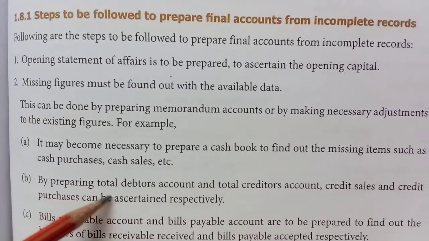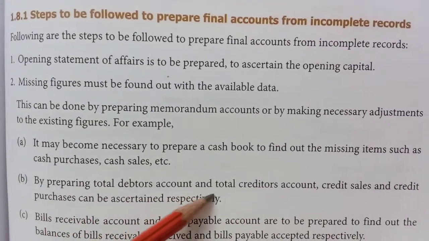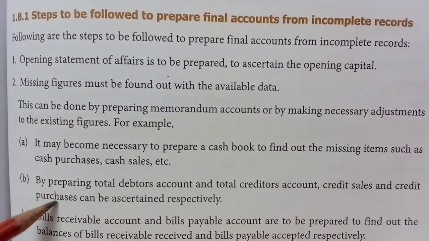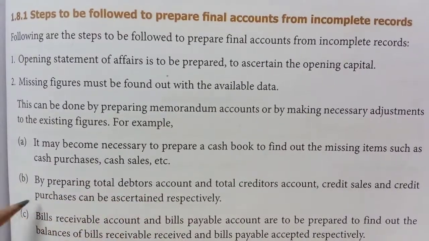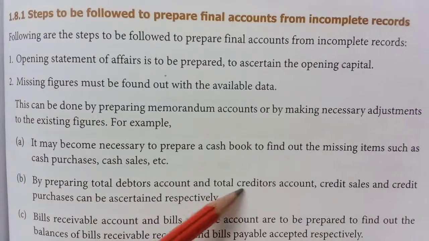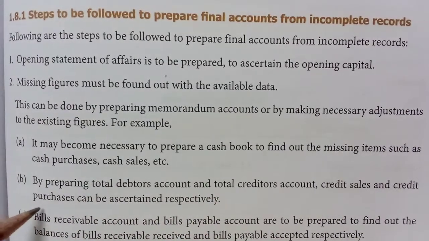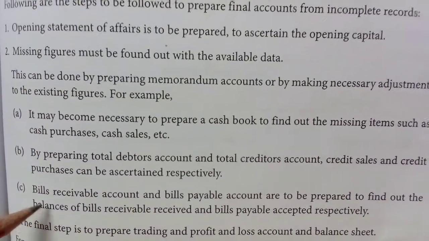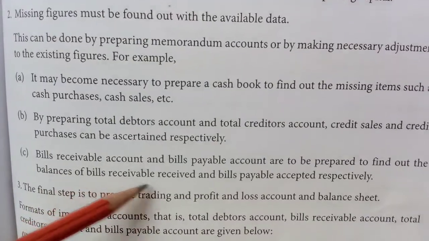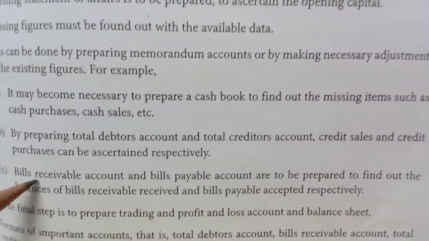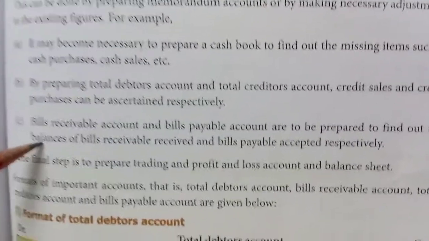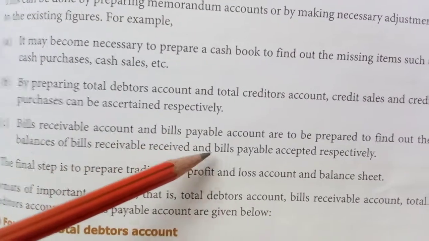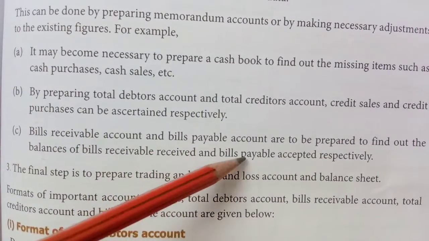Mostly we will prepare the total debtors account and total creditors account to calculate the credit sales and credit purchases. From the total debtors account we can calculate the credit sales, and from the total creditors account we can calculate the credit purchases. Then two more accounts we can prepare: bills receivable account and bills payable account. Here we can find out from the bills receivable account the balances of bills receivable received. Then from the bills payable account we can calculate the bills payable that we have accepted.